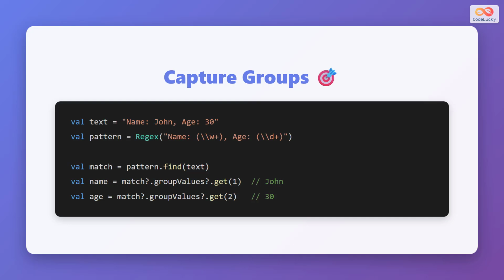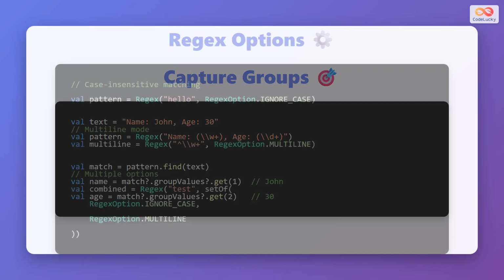Capture groups are one of the most powerful features of regular expressions. They let you extract specific parts of a match. Let's say you have text like "name John, age 30". You can create a pattern with parentheses around the parts you want to capture. The first group captures the name using \w+, and the second group captures the age using \d+. After calling find, you can access these captured groups using groupValues. The first index is the entire match, and subsequent indices give you each captured group. So groupValues at index 1 gives you John, and index 2 gives you 30.